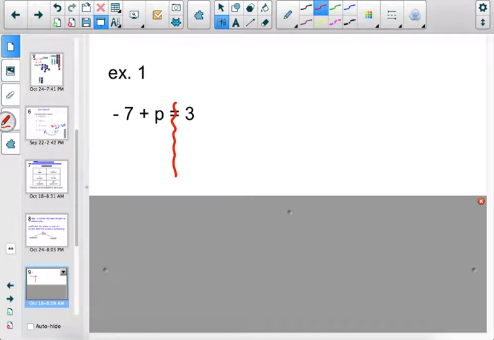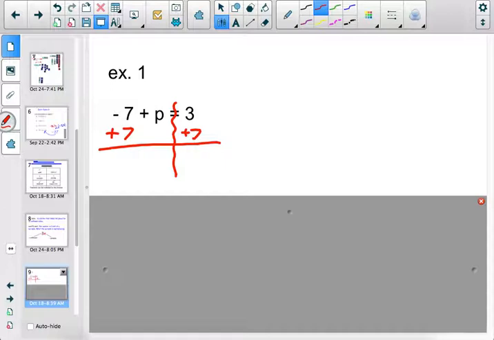Any ideas from the class of what I can do to get p by itself? Add 7. Just say the first part: add 7 to both sides. That's how I want it. Would it be just positive 7? I'm going to add 7 to both sides. Does it look balanced? Yes, I did it on both sides.